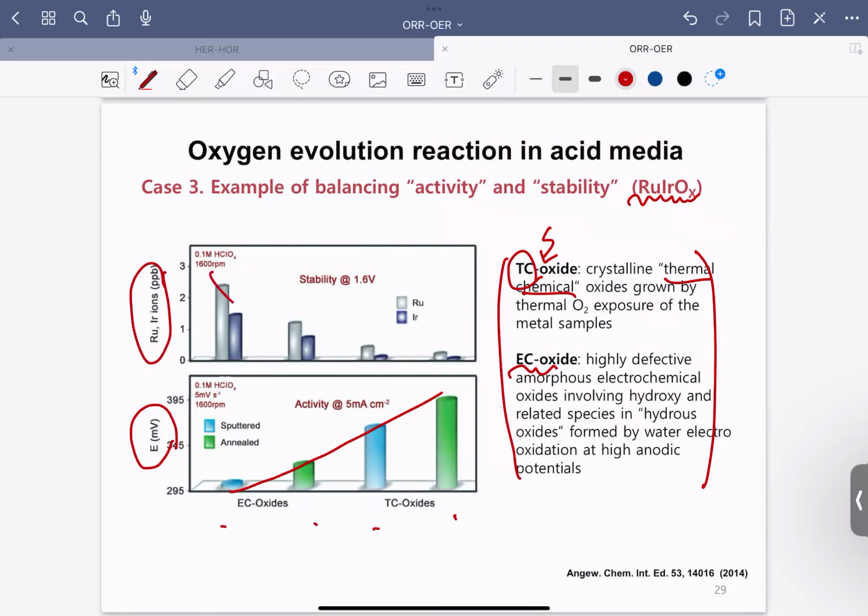there is an inverse trend. The higher the activity, the lower the stability, which means that there is a certain trade-off between the activity and the stability. So people conjectured that it looks like there is a relationship between the activity and the stability in general.